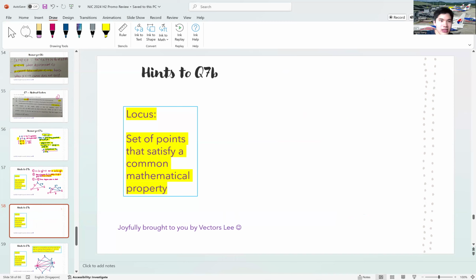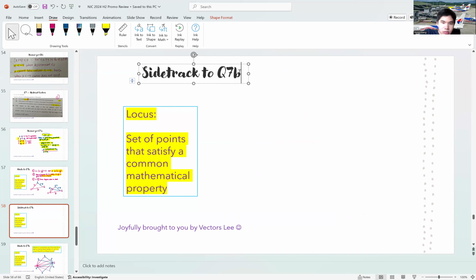Okay, so this is a side track on locus. Locus is a set of points that satisfy a common mathematical property, but do you truly know what that means? If not, please pay attention.